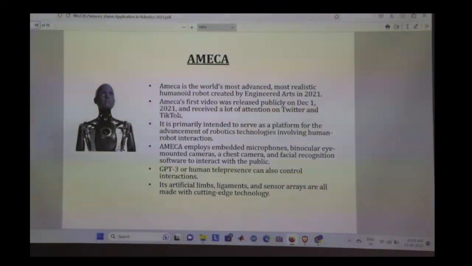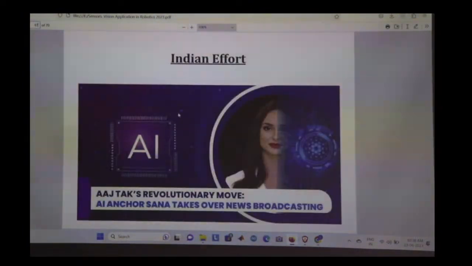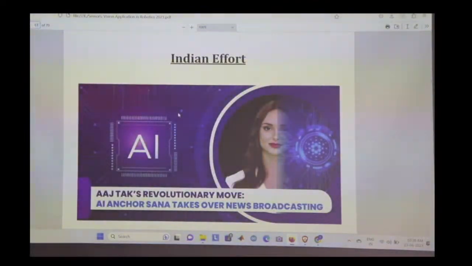Stepper motors were there, but now these robots have very free movement that resembles more or less a human. And this is the Indian version. This has also become very popular.